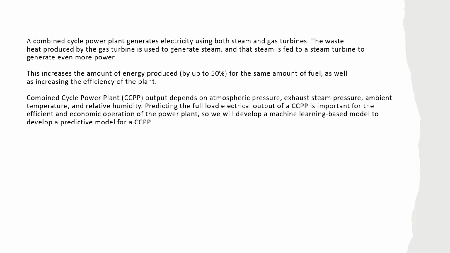A combined cycle power plant generates electricity by using both steam and gas turbines. The waste heat produced by the gas turbine is used to generate steam, and that steam is fed to a steam turbine to generate more power. This increases the amount of energy produced by up to 50% for the same amount of fuel, as well as increasing the efficiency of the plant. Combined cycle power plant, or CCPP, output depends on atmospheric pressure, exhaust steam pressure, ambient temperature, and relative humidity. Predicting the full load electrical output of a CCPP is important for the efficient and economic operation of the power plant. So we will develop a machine learning based model to develop a predictive model for a CCPP.